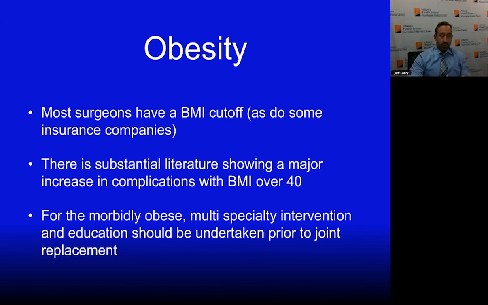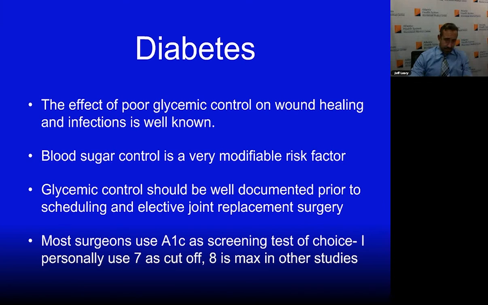Diabetes. The effects of poor glycemic control, again, are well known. I'm not going to lecture on that. You could lecture for days on the complications of diabetes. But blood sugar control is a modifiable risk factor. Glycemic control should be well documented prior to surgery.